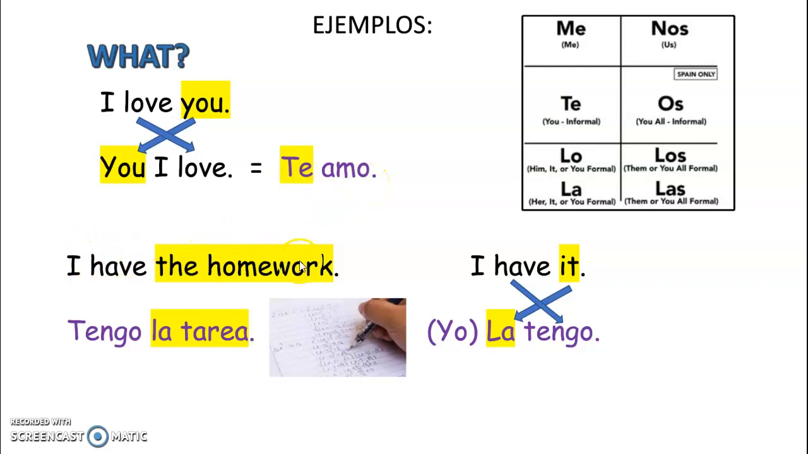I have the homework. What do I have? The homework. In English, we say I have it. In Spanish, tengo la tarea. So I have la tarea, which is feminine singular, and you would replace it with la and put it in front of the conjugated verb. La tengo. Literally, it, feminine, singular, I have.